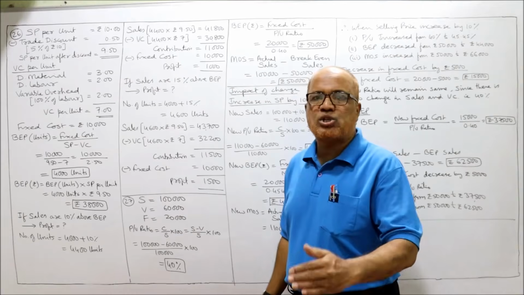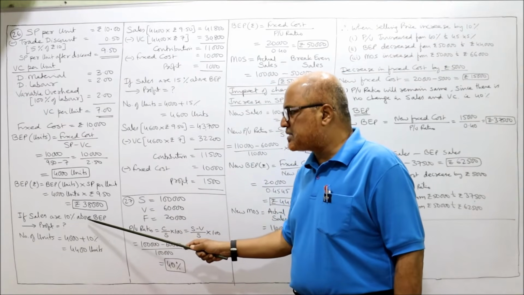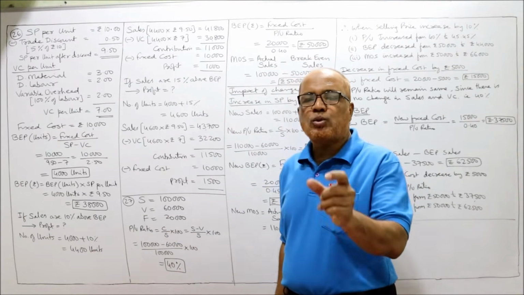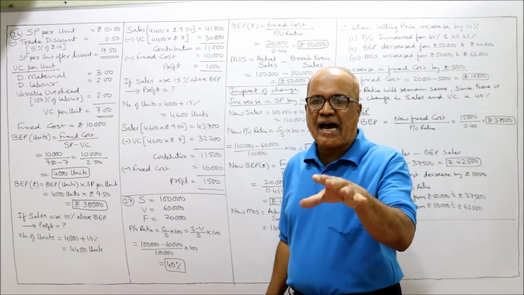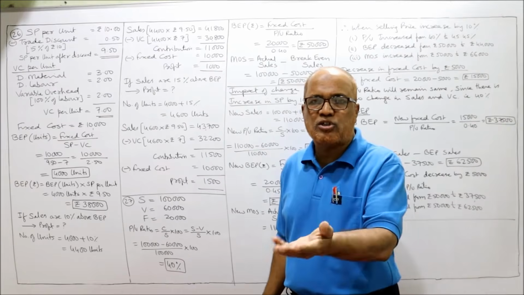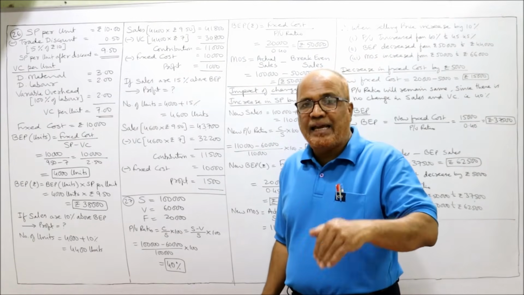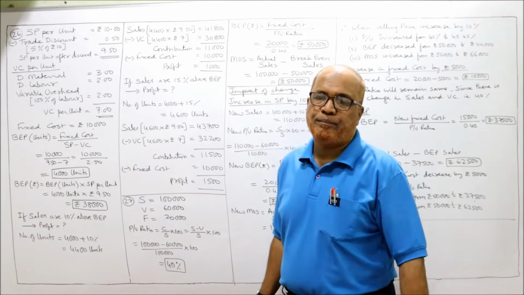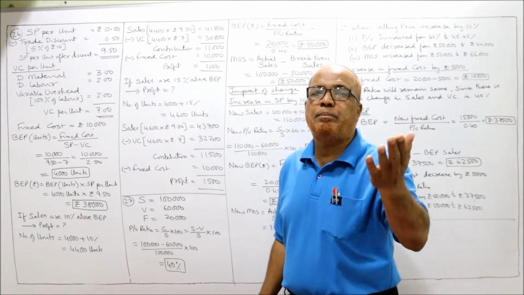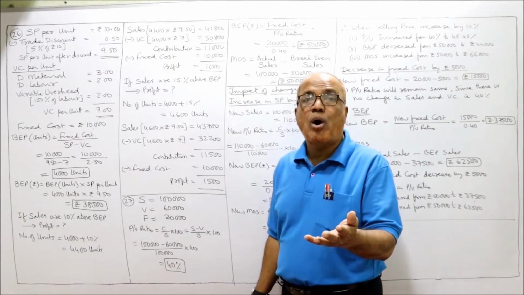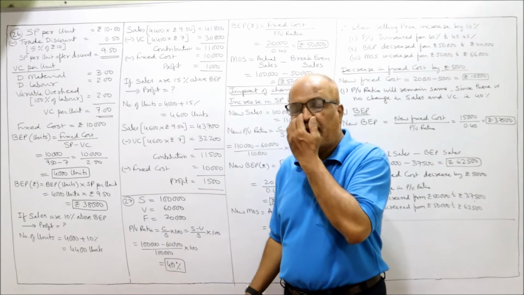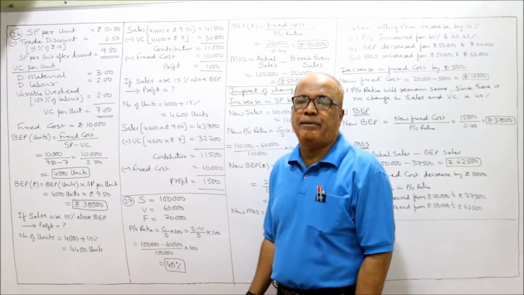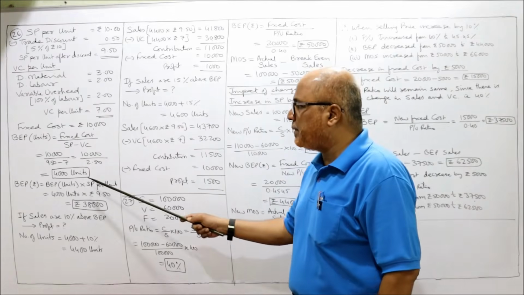Now the second question is, if sales are 10% above BEP, actually at BEP, no profit, no loss. When the business is at the break-even point, there is no profit, no loss. The business will get the profit after BEP. If the sales are more than BEP, then the business will get the profit. It is asking you how much is the profit. If sales are 10% above BEP, how many units is the BEP?